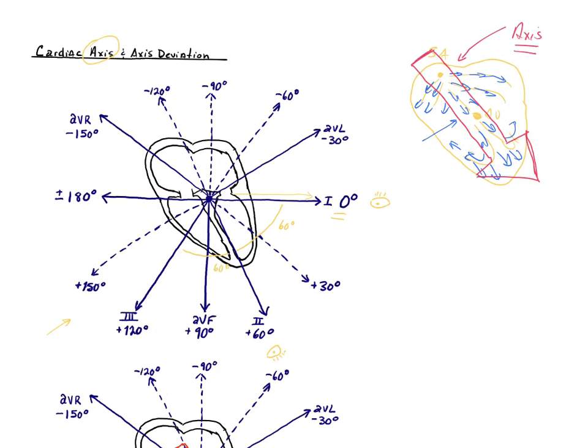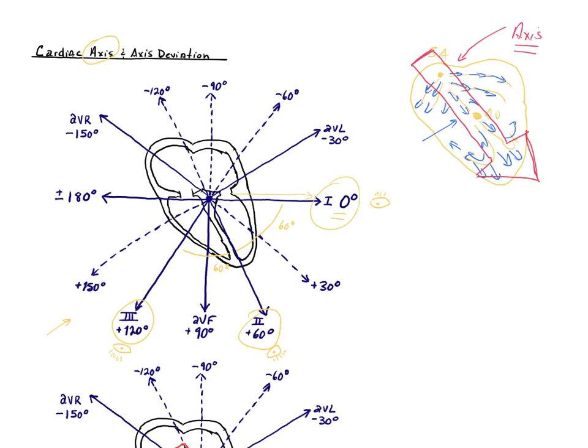Okay, so if lead 2 is at 60 degrees, lead 3 is going to be down here at 120, right? So lead 1 looks at 0 degrees, lead 2 looks at 60, excuse me, lead 3 looks at 120. Are you guys okay with that? Draw those circles there. All right.